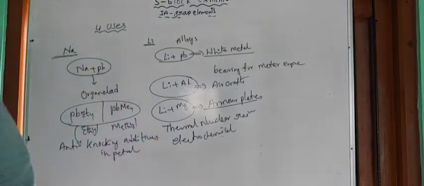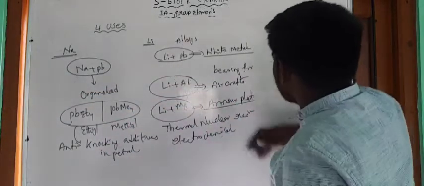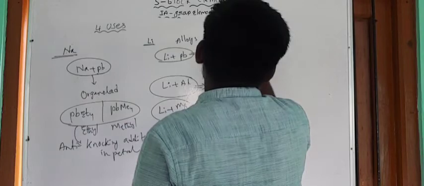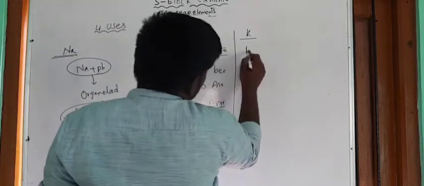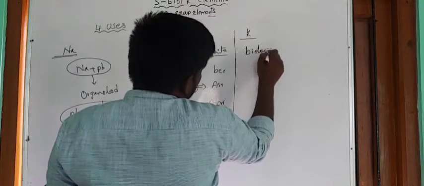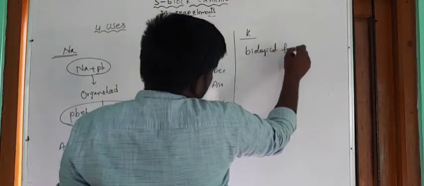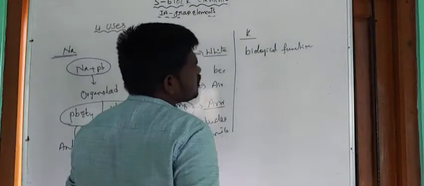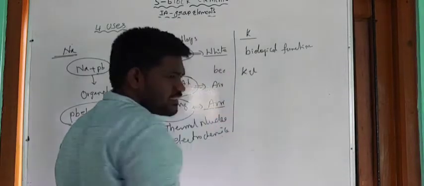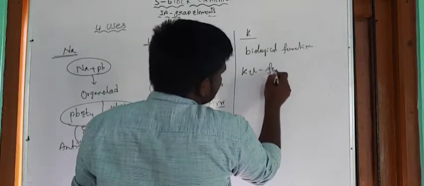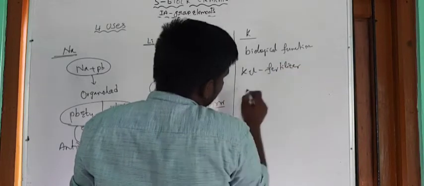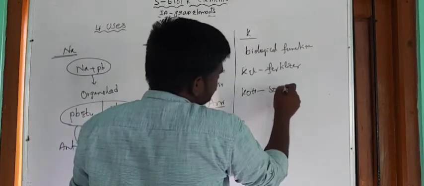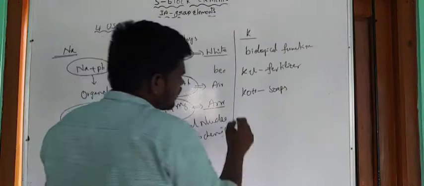And the next one, potassium. You know that potassium plays a very vital role in the biological functions. It is essential in the biological activities. And next, the compounds of potassium. For example, KCl is used as a fertilizer. And the next one, KOH, is used in the making of soaps. Right? And last one, cesium.